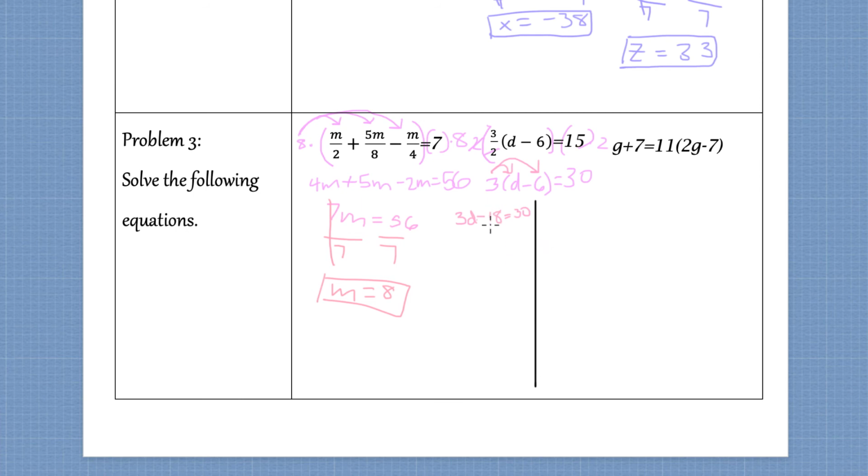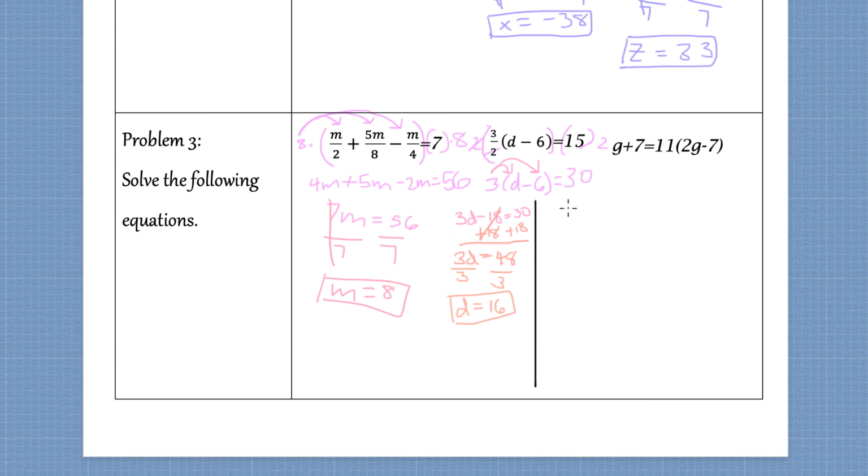And then we would get the 3d on its own over here, so we're going to add 18 over here and add 18 over here. And so that gives us 3d, and the 18's cancel out, so that's just 3d is equal to 30 plus 18, which is going to be equal to 48. And then to get just the d and solve this completely, we're going to divide this by 3 and then divide the other side by 3, which is going to give us d is equal to 48 divided by 3, which is 16. And so that would be our answer.